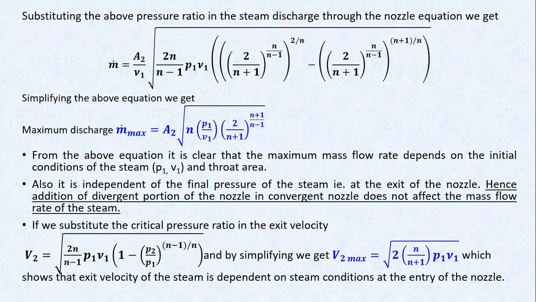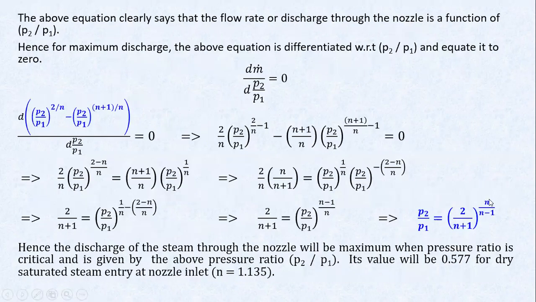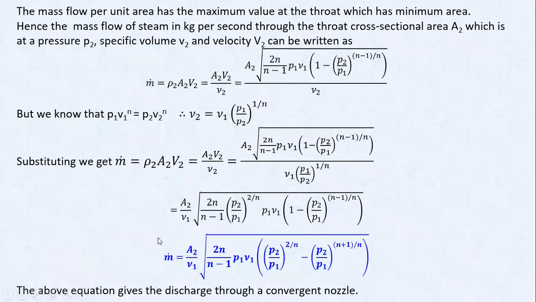Now, substituting that above pressure ratio, 2 by n plus 1 power n by n minus 1, into the mass flow rate, here we obtain the m value for the maximum discharge.